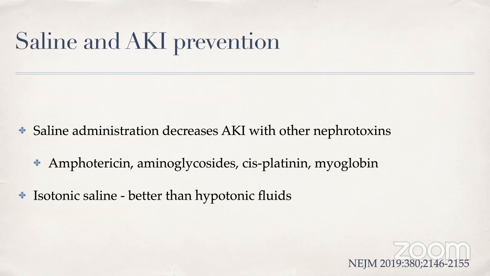The one recommendation that has stood the test of time is saline. Saline is basically our secret sauce for AKI prevention when the kidney is exposed to a number of different nephrotoxic agents. Amphotericin, aminoglycosides, myoglobin. If you give saline with those things, the risk of AKI is significantly less. And hypotonic fluids are less good at preventing AKI than isotonic saline is.